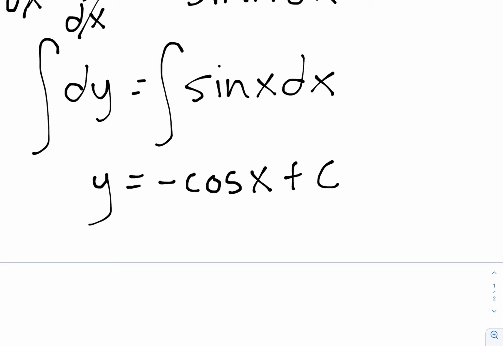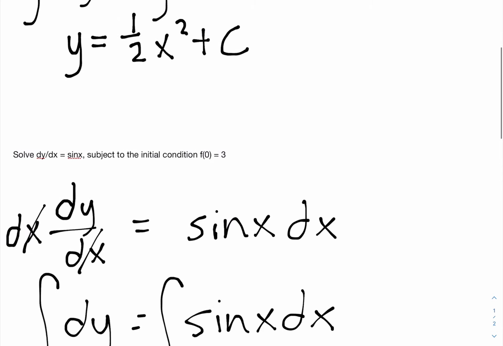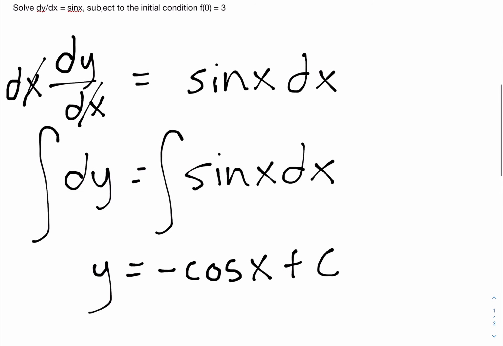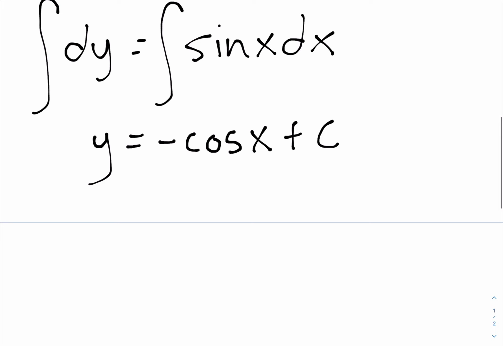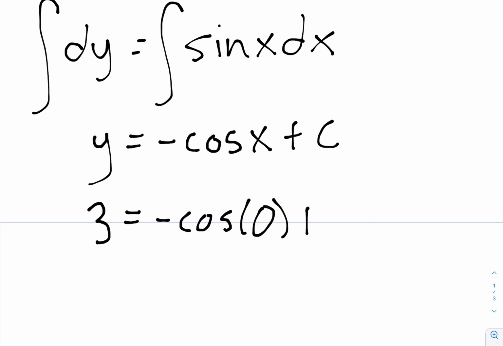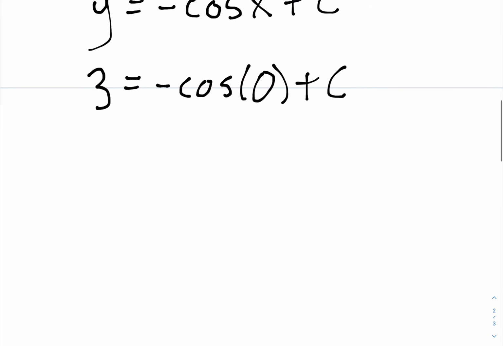Because if we went in the opposite direction and differentiated this, we would get positive sine x, and the c would disappear no matter what it is. So we're not quite done, because they told us that the initial condition f of 0 was equal to 3. That means the function was equal to 3 when the x value was 0, plus c. So what's cosine of 0? Well, that's going to be 1. So negative cosine 0 is negative 1, plus c.